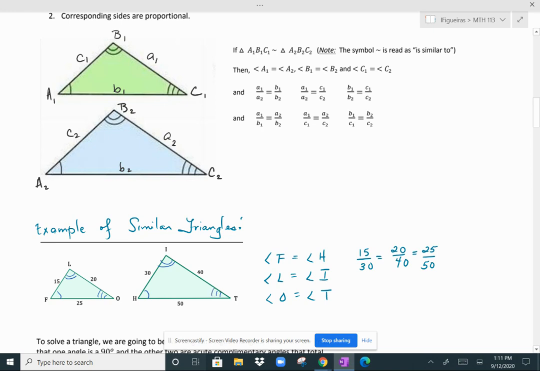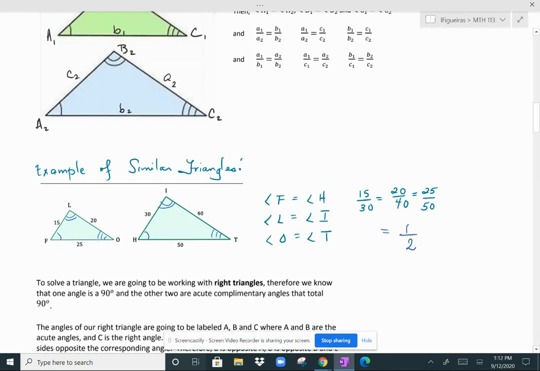Okay, so what are my corresponding sides? So 15 is to 30, as 20 is to 40, as 25 is to 50. And notice that if you were to reduce every single one of these, they all just equal the same ratio, which is 1/2. So every side has a ratio of 1 to 2 between the similar triangles.